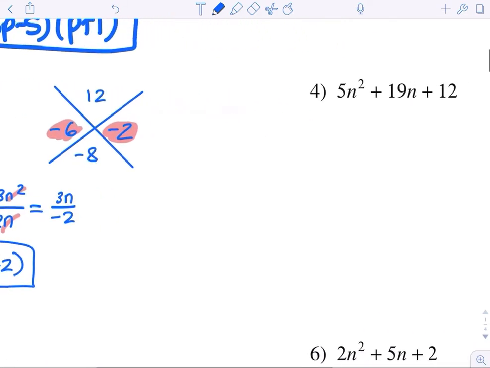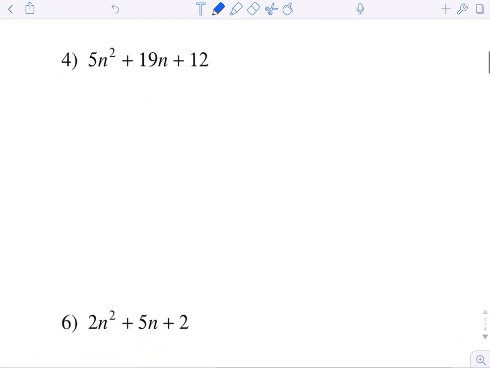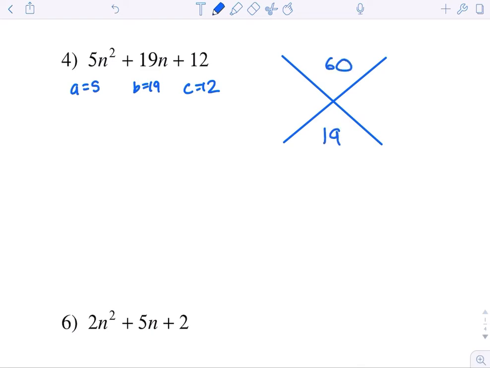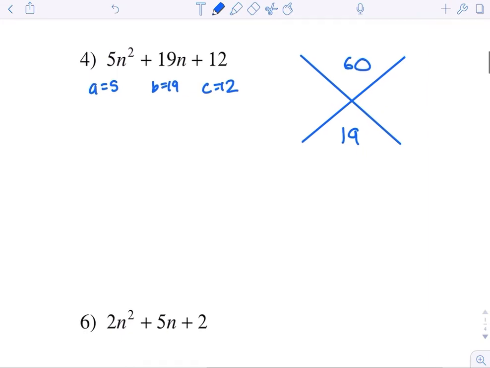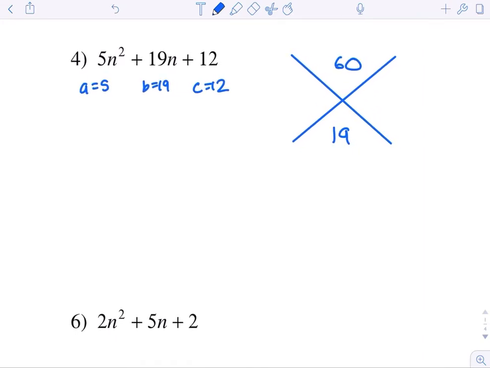Okay. Number 4, A is equal to 5, B is equal to 19, C is equal to 12. You make your x method. So A times C, that's the top, that's 60, and on the bottom it's 19, which is your B value. So what two things multiply to 60, but when you add them together, it gives you 19? I believe that is going to be 15 and 4.